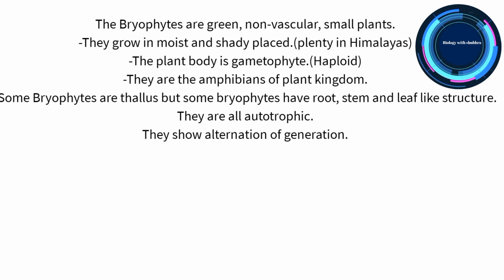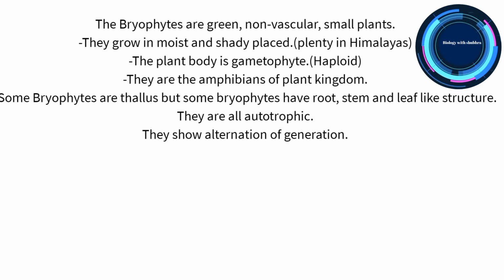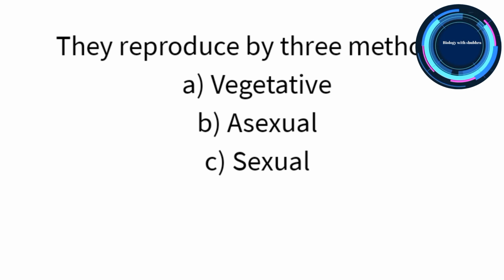Before we start learning, let's know some characters of bryophytes. The bryophytes are green, non-vascular, small plants. They grow in moist and sandy places. Plenty in Himalayas. The plant body is gametophyte, that is haploid. They are amphibians of plant kingdom. Some bryophytes are thallus, but some bryophytes have root, stem and leaf-like structure. They are all autotrophic. They show alternation of generation. They reproduce by three methods, that is vegetative, asexual and sexual method.